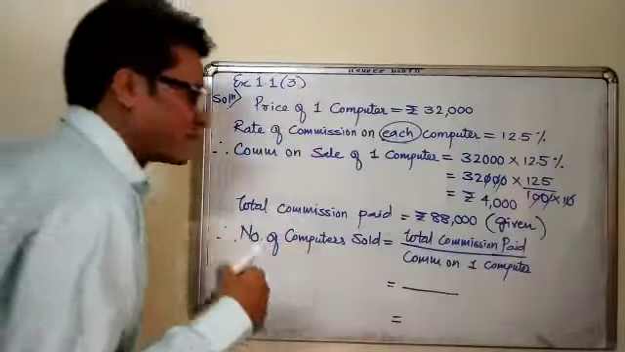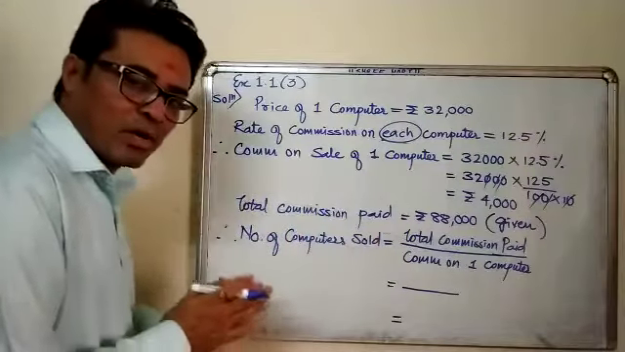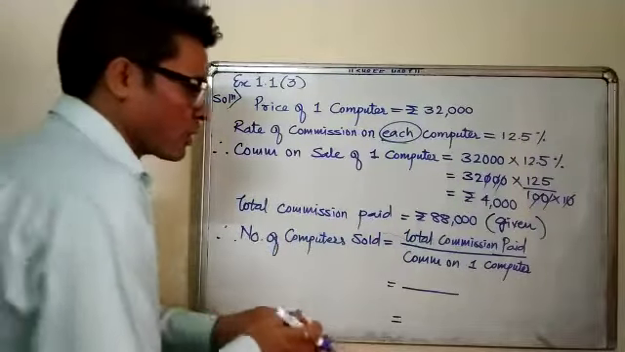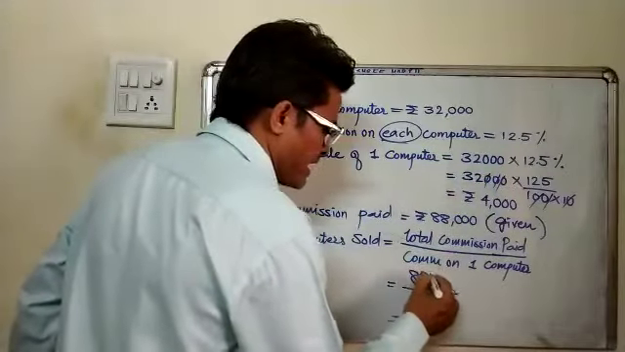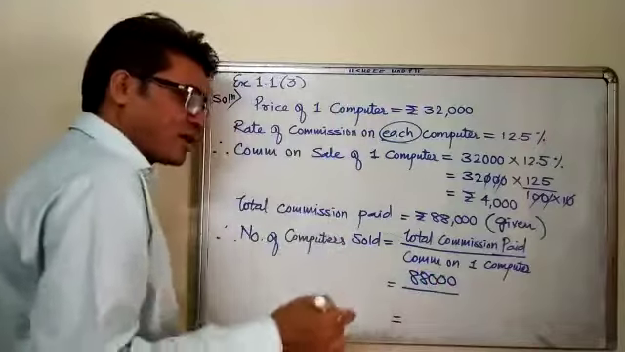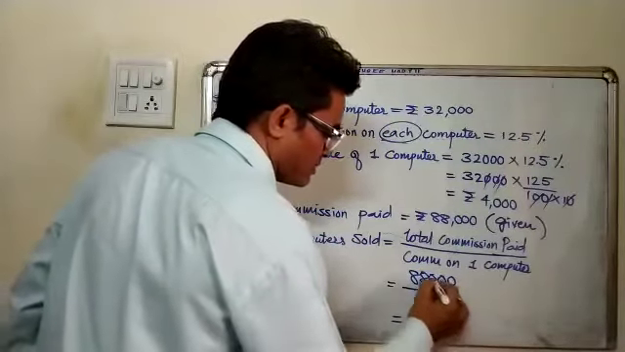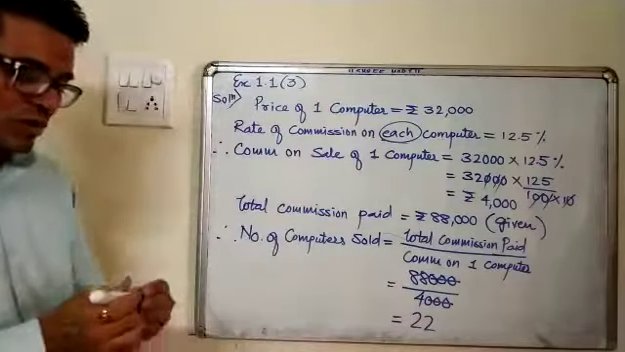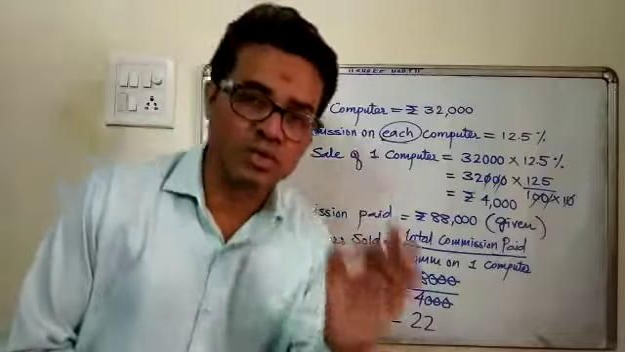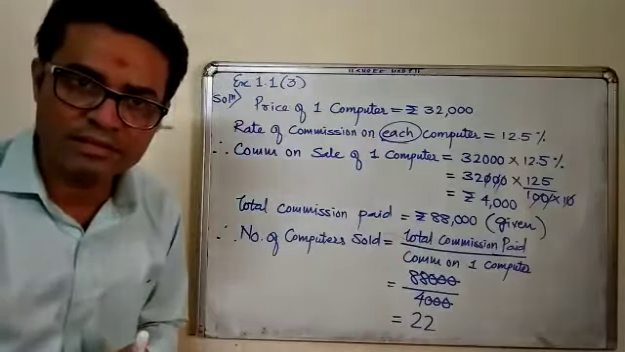So our required question, number of computers sold. How many computers Miss Saraswati sold? So simple, total commission she received 88,000 and commission on one computer, it is 4,000. So it comes to 22. So Miss Saraswati sold 22 computers. Easy.